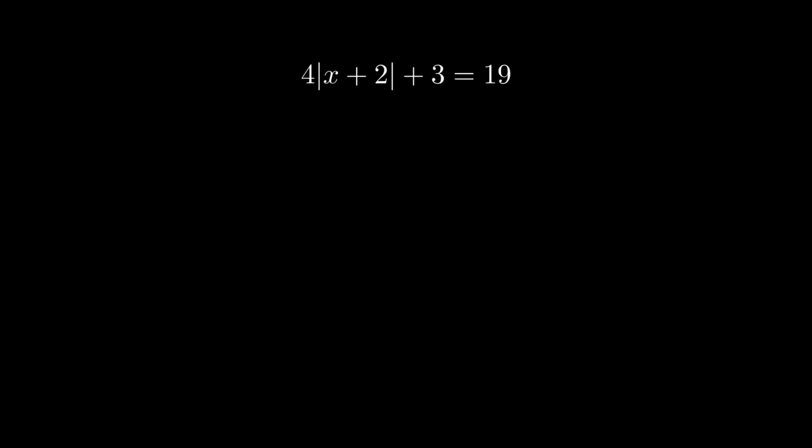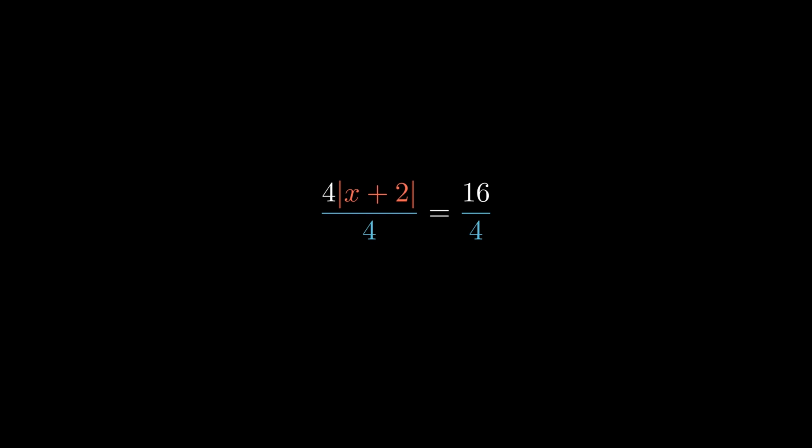The first step that we're going to do is we're going to actually subtract 3 from both sides. That's going to give us 4 times the absolute value of x plus 2 is equal to 16. When the 4 is next to the absolute value, that means it's connected by multiplication. The opposite of multiplication is division, so I'm going to divide both sides by 4. That's going to give me the absolute value of x plus 2 is equal to 4.